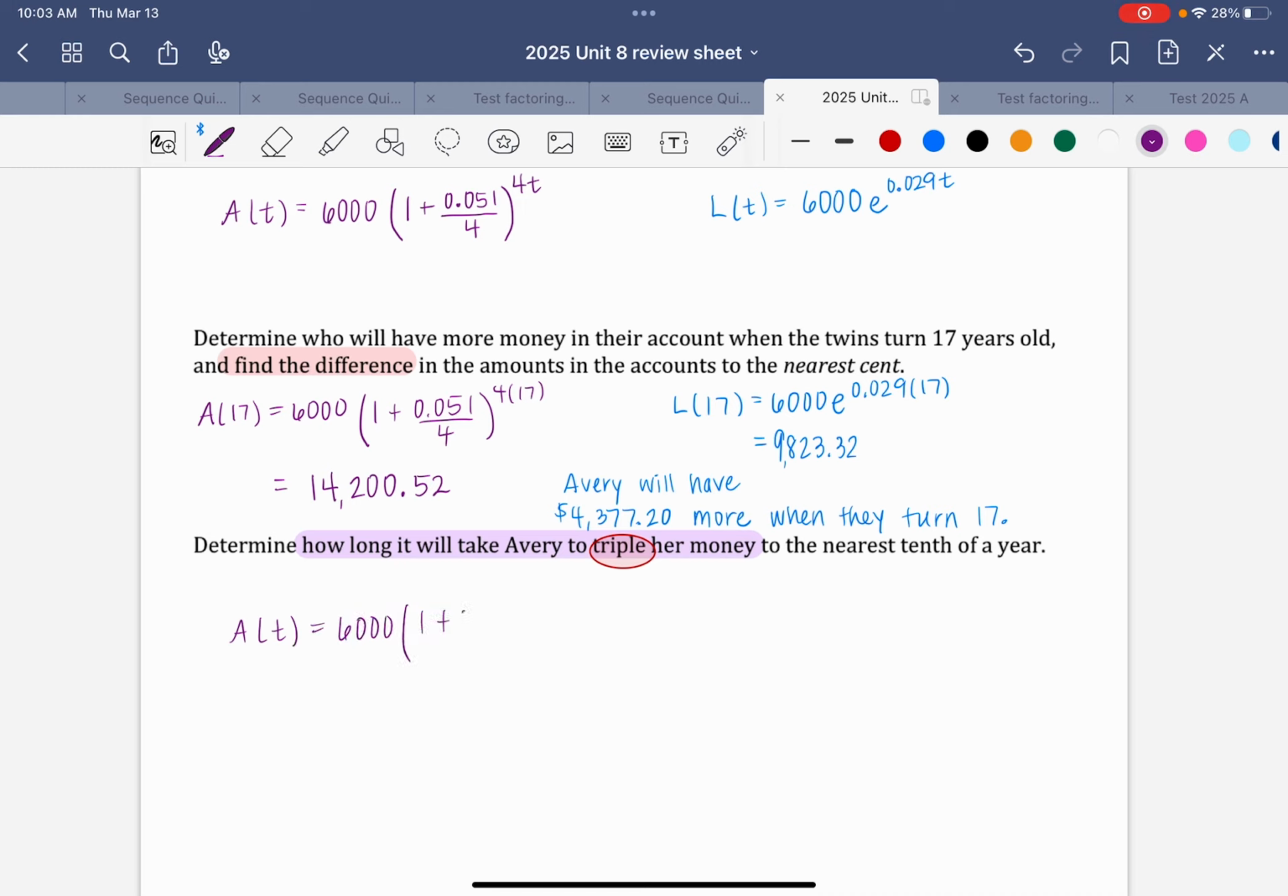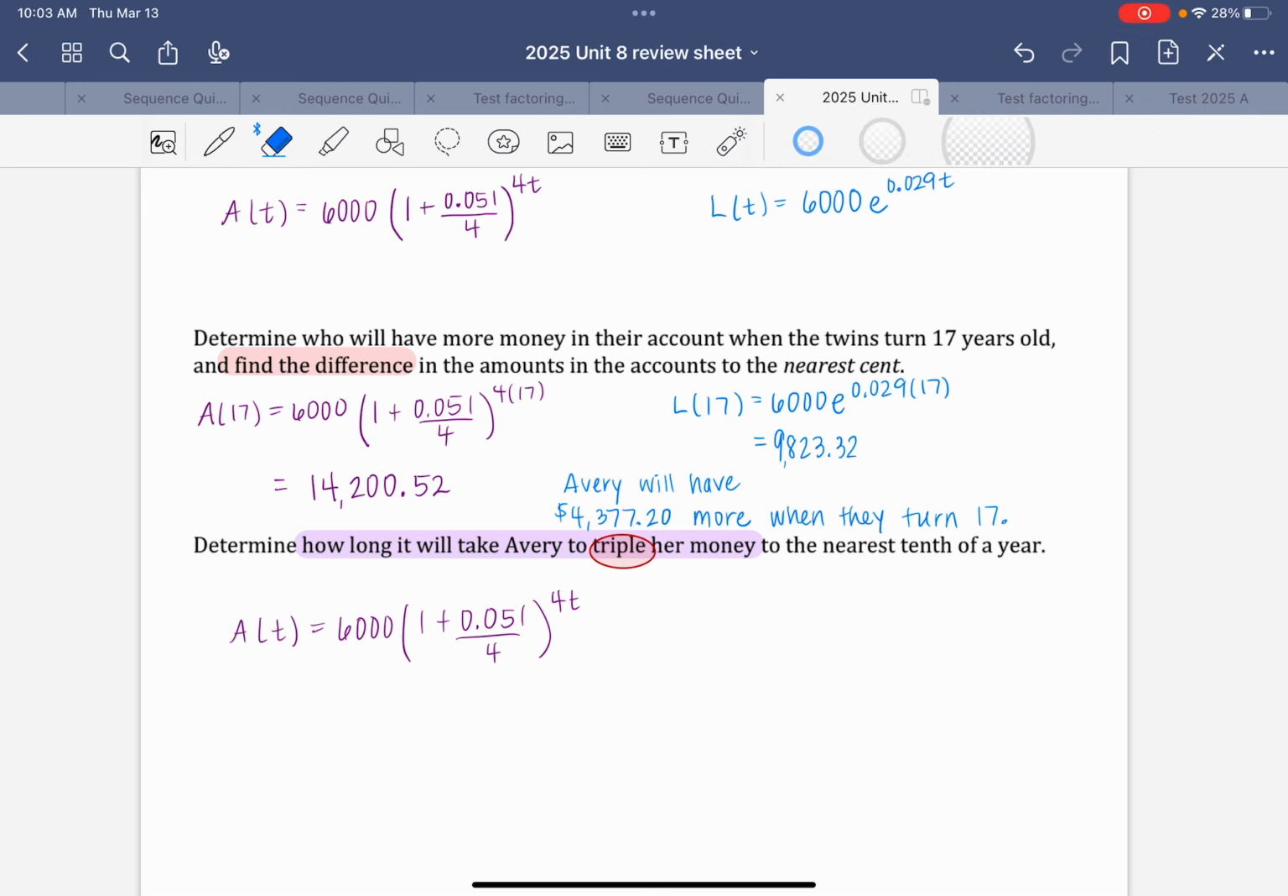All right, so here is Avery's equation that we're starting with. And it's gonna be to the 4t. Now we wanna know how long. We're solving for time, and time is in the exponent, which means, you guessed it, we're gonna need logs eventually.